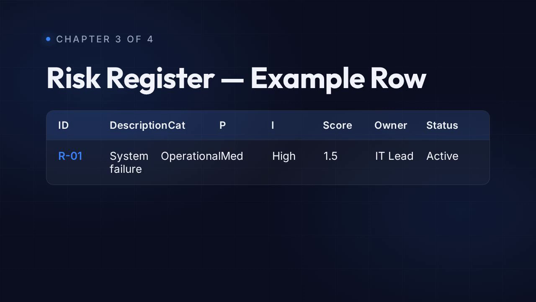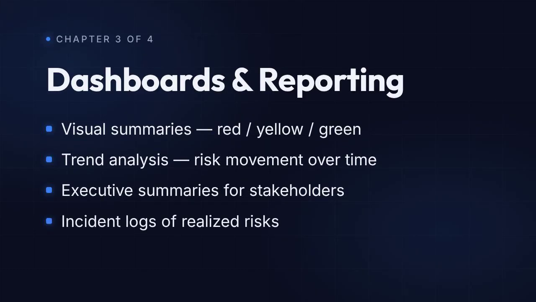Then we have dashboards and reporting. These translate the register into something humans can act on. Visual summaries using red, yellow, green status indicators. Trend analysis showing whether risks are moving up or down. Executive summaries pitched at the right level for senior stakeholders. And incident logs documenting realized risks, what actually went wrong, when, and how you responded.